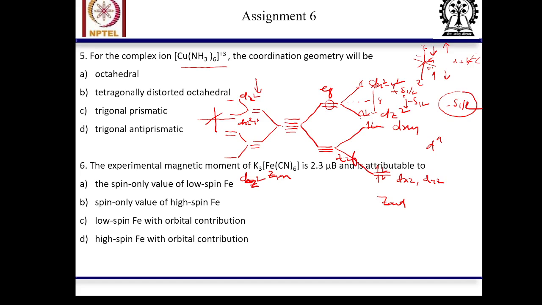Now the experimental magnetic moment of K3[Fe(CN)6] is 2.3 Bohr magneton, which is attributed to what? The options are: the spin only value of low spin Fe, the spin only value of high spin Fe, low spin value with orbital contribution, or high spin Fe with orbital contribution. Can you tell me the answer for this question? Only two unpaired electrons are there.